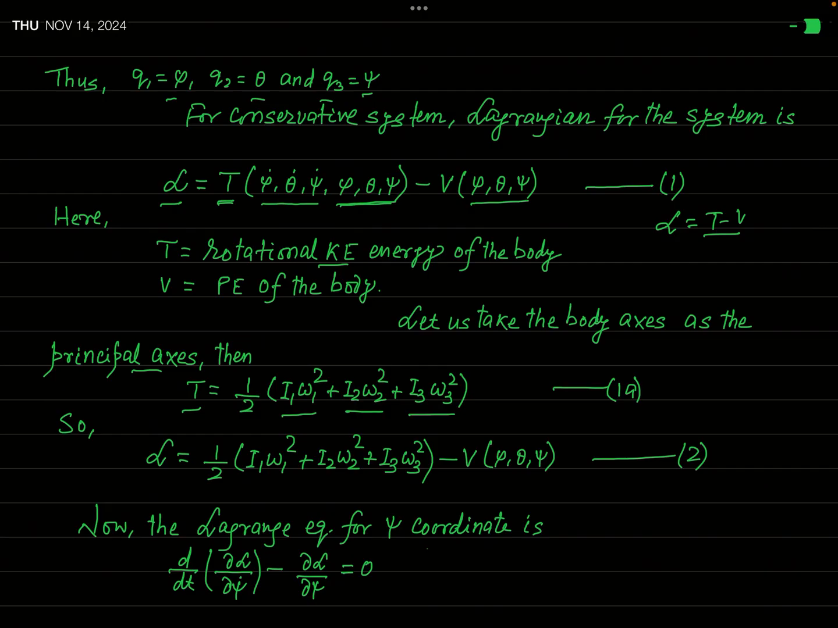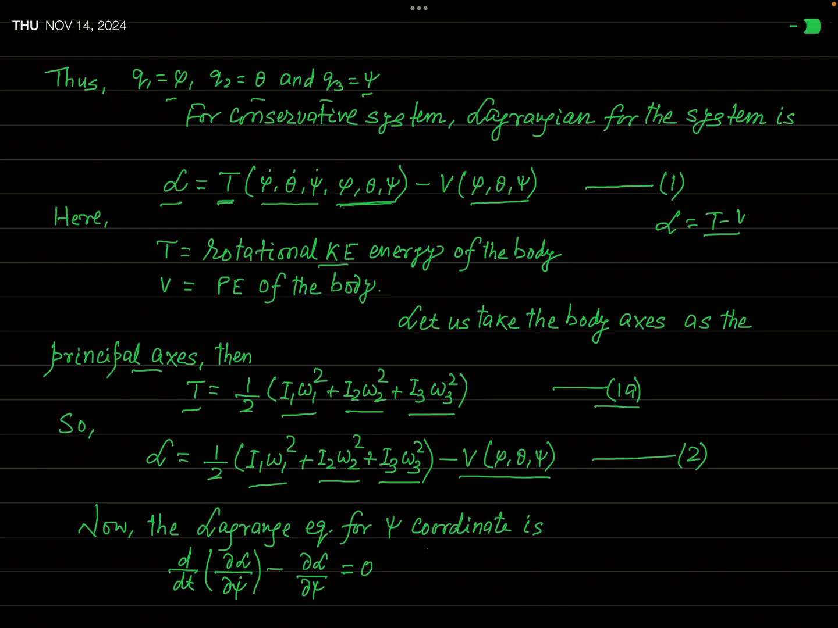Now since T is equal to this, which I have defined in equation 1a, the expression for the Lagrangian L can be written as L = 1/2 (I1 omega1 squared + I2 omega2 squared + I3 omega3 squared) in place of T, minus V of phi, theta, psi. Now since we are talking about the Lagrange method of obtaining Euler's equation, we will have to write the Lagrange equation of motion for a conservative system.